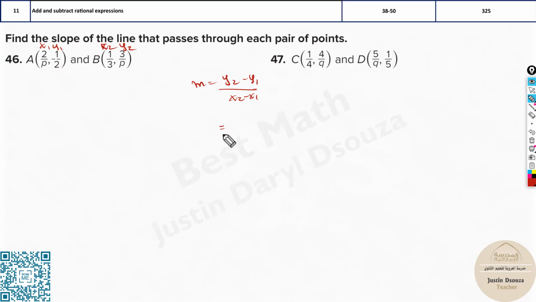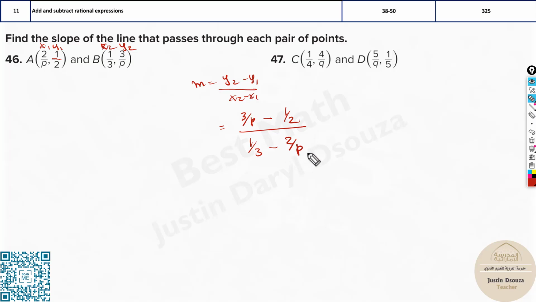Now what you need to do is substitute it. What is y2 value? This formula must be known. Now let's know the y2 value is 3 by p minus, what is y1? 1 by 2. This is 1 by 2 here. And divided by, what is x2? 1/3 minus x1 is 2 by p. So this is it.